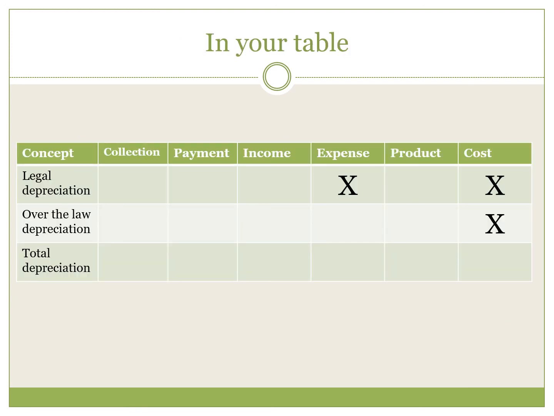So this is how it goes in your table, okay? You have the legal depreciation. It's a cost because this happens when you're producing, and it's an expense because this belongs to the production department. Over the law depreciation is just a cost because it's an opportunity cost, and total depreciation is nothing. We don't put it on the table.